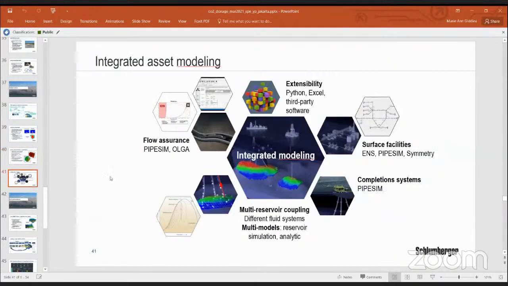And we can use integrated modelling to bring together all of the different tools for performing a study, which includes the surface facilities, the pipeline facilities, possibly multiple reservoirs coupled together. So you might have one reservoir which is producing CO2 and you want to pipe the carbon dioxide to another reservoir for storage.